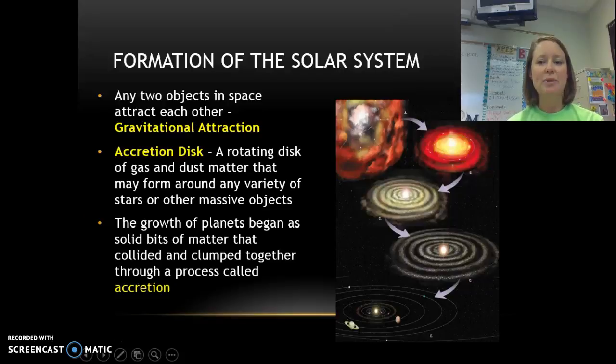The next thing that happened, any solid bits of matter that were in this accretion disk started to collide and clump together through a process called accretion. And you can see as we go through the stages in this diagram, these rings become clearer and more pronounced until ultimately all the matter clumped together into the planets.